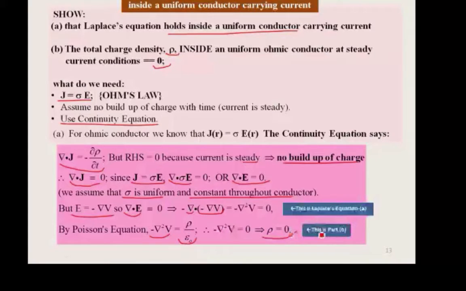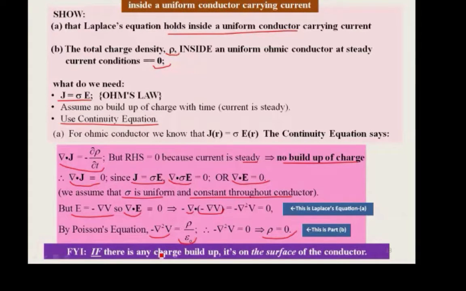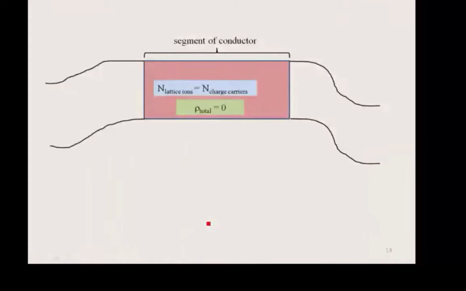This is actually part B, to find the charge density inside the conductor. I just want to point out that if there is any charge buildup, it has to be on the surface of the conductor. This is a cartoon of what you might see in this case. We have a segment of a conductor, and this is just schematic. We could put it anywhere, of any length.